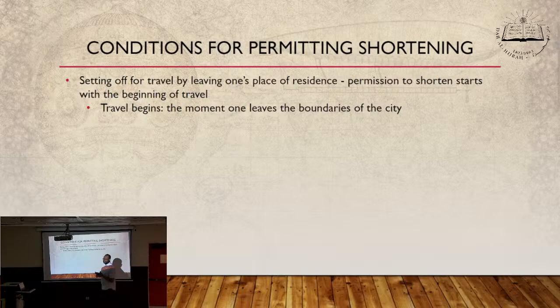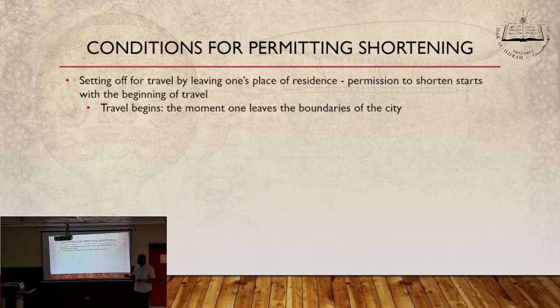Leaving Falls Church, the city of Falls Church, and entering, let's say, the city of Alexandria, right? So my travel will begin not when I leave my doorstep, but when I leave the boundary of my city. For example, my city is Falls Church, so my travel begins when I leave the city.